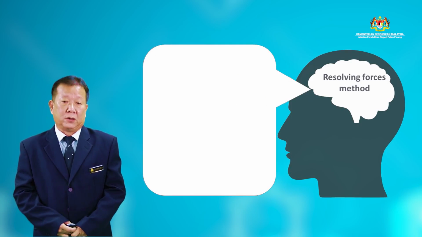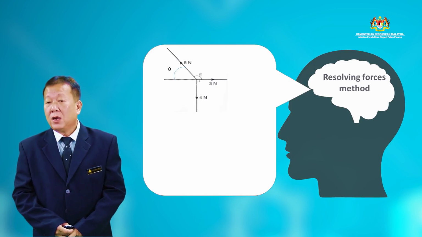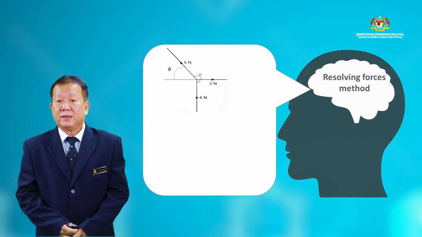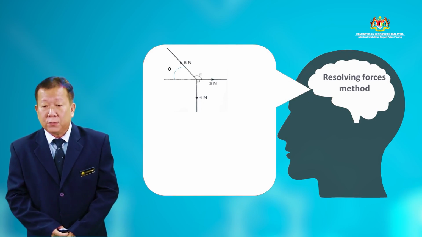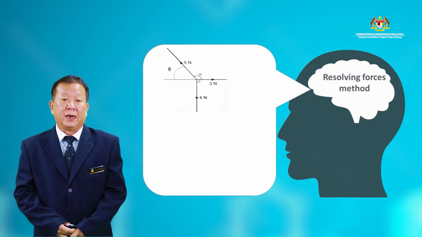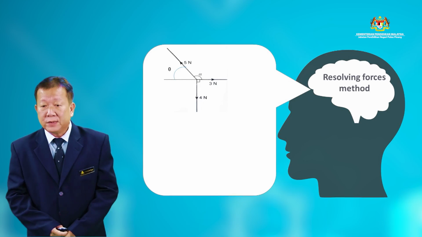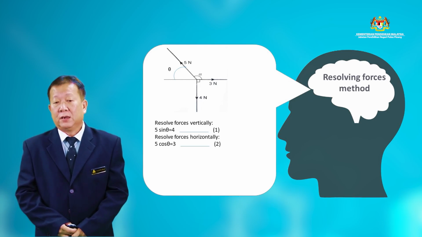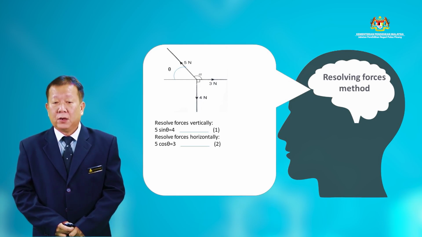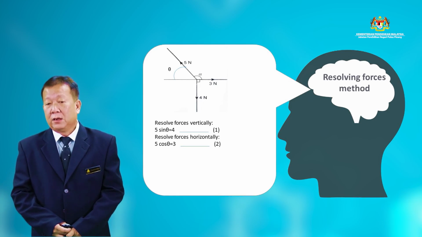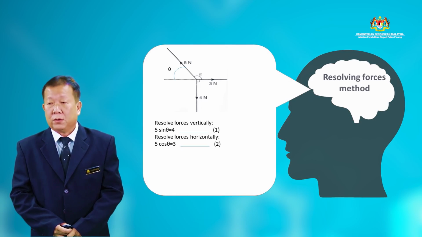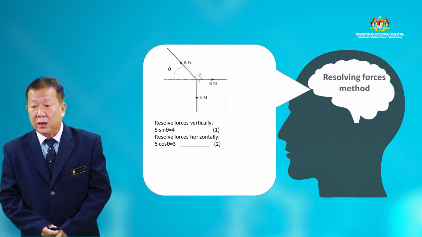The other solution is done by using resolving of forces. Because the particle is in static equilibrium, the resultant force acting on the object in any direction is equal to 0. So forces are resolved vertically and horizontally. First, resolve forces vertically. You will get 5 sine theta equals 4. That is equation number 1.